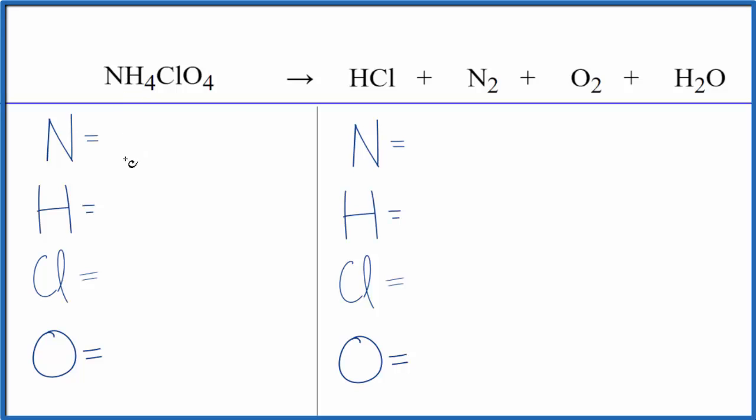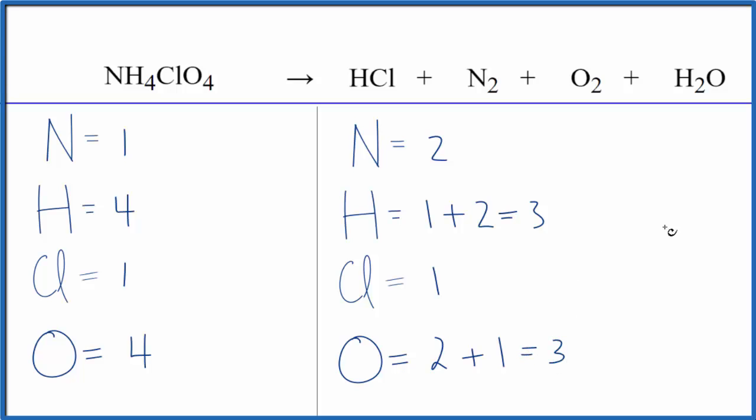We have 1 nitrogen, 4 hydrogens, 1 chlorine, and then 4 oxygens. Product side, we have the 2 nitrogens, we have 1 hydrogen, plus you've got to count these 2 here with the water. That gives you 3, 1 chlorine, and then 2 oxygen atoms. But be careful because there's 1 more here with the water. So make sure you count everything up correctly, the hydrogens and the oxygens specifically.